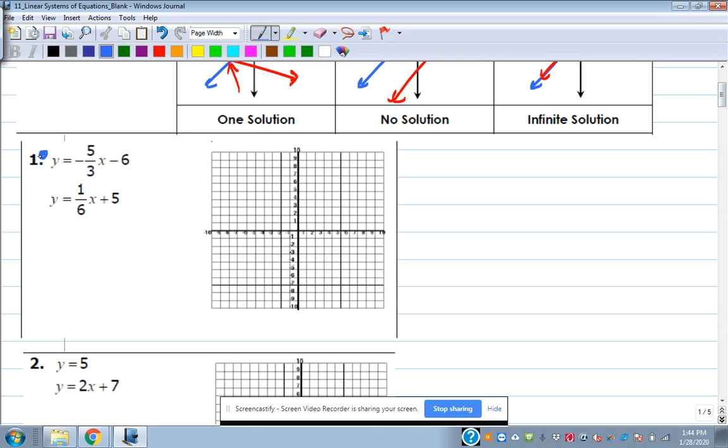I'm going to graph it with a blue line. Where do I start with that first equation? -6. So I'm going to go to -6, put a dot, and then the slope is -5/3. Well, if I go down 5, I get off the grid. So I'm going to go up 5 and left 3. We'll put that dot. I'm going to count that slope again: 1, 2, 3, 4, 5. 1, 2, 3. And then I'm going to draw that line. I'm going to try to be as accurate and precise as I can.